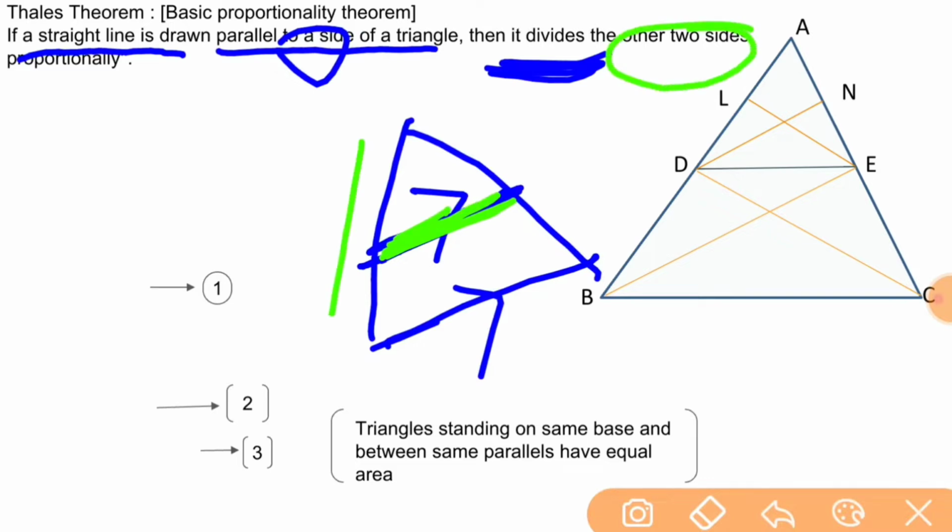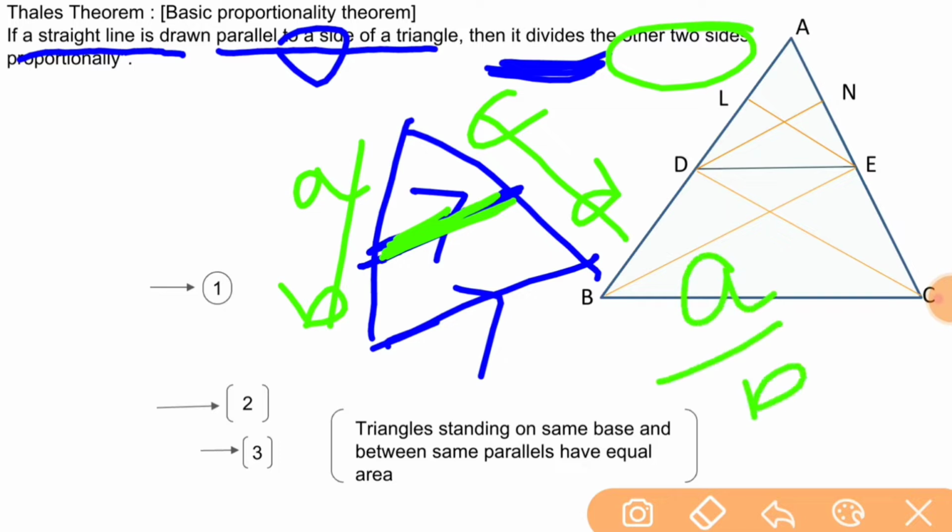Which are the other two sides? This and this. He says that this line is dividing the other two sides proportionally. What does that mean? Suppose I consider this upper part as A, this as B, this as C, and this as D. What he says is that A by B is equal to C by D.